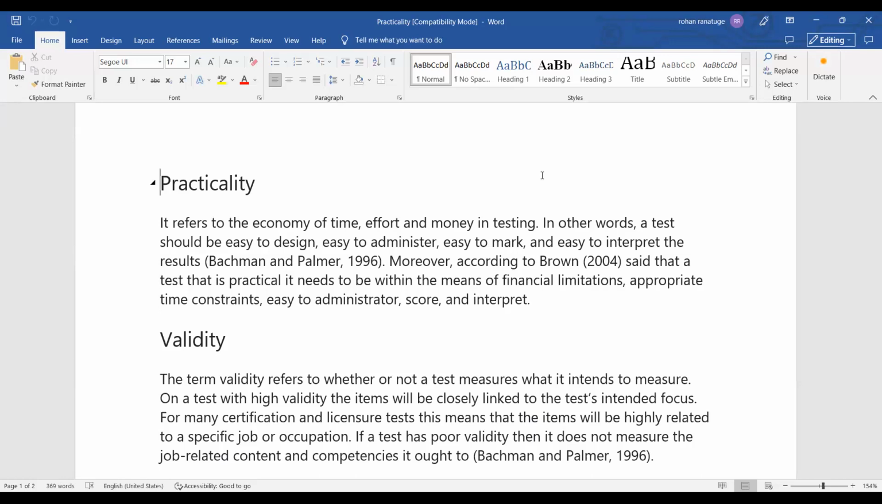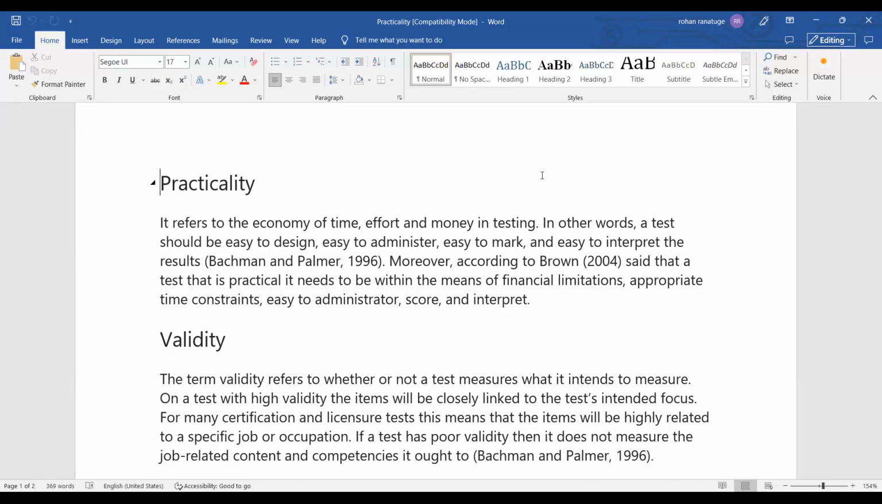And if it is something like, okay, let's say the listening test again, right? In a place where you don't have electricity. So the practicality is lost. That's why we say that we should be able to easily conduct the test. Otherwise, it doesn't become practicable.